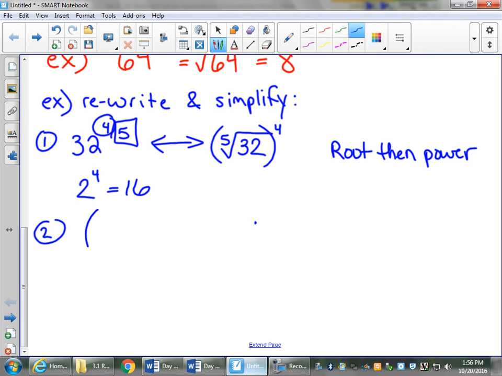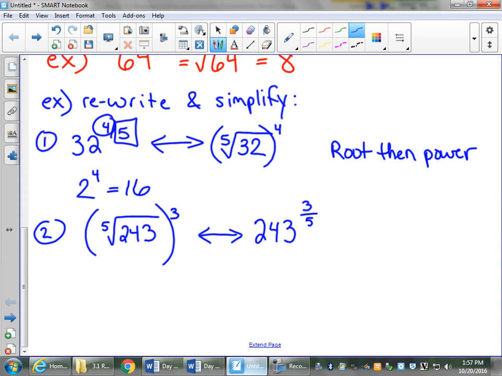Next example, so we're going to have the 5th root of 243 cubed. This time it's given to us in radical notation, so we're going to practice rewriting it in rational exponent notation. Okay, you can hit pause, you can try it on your own first, and then check to see your answer with my answer. We're going to get 243. The root is the denominator, so 5 is the denominator, and the power is the numerator. So it's going to be 3/5.